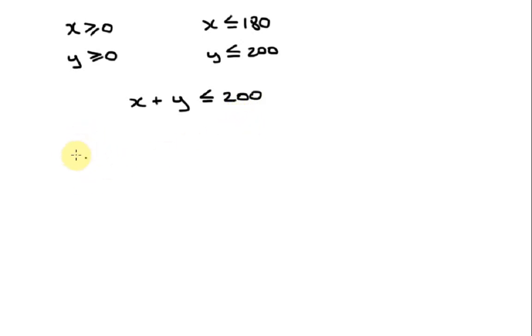And then what about the cost? Well, $300 for every acre of ambrosia, plus $200 for every acre of Fujis, and this also is restricted. We have to have this less than or equal to $54,000. Otherwise, we could go bankrupt. And these are the inequalities.